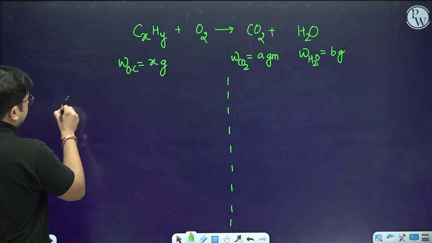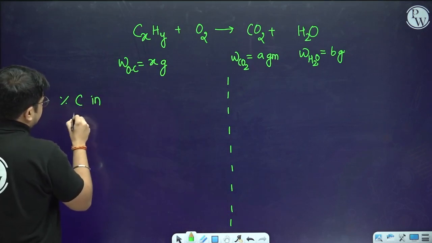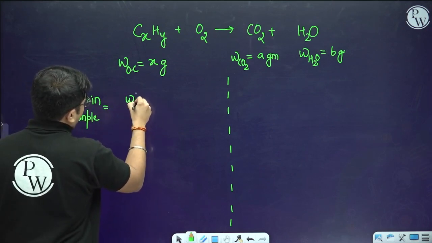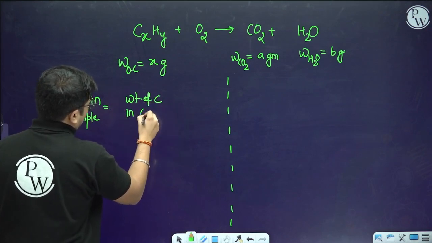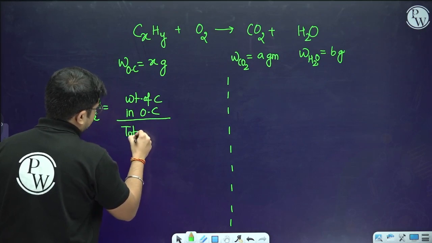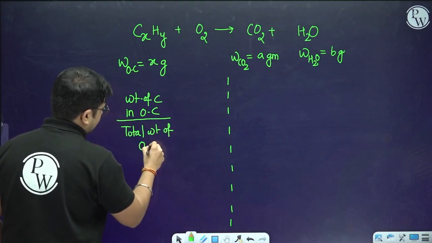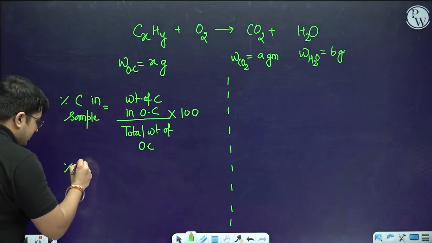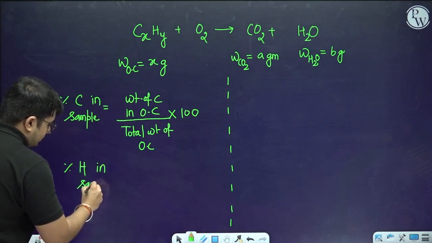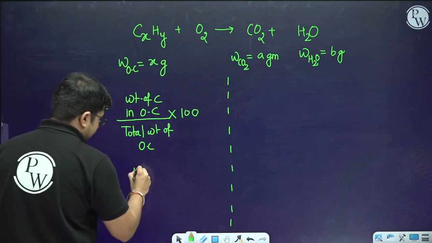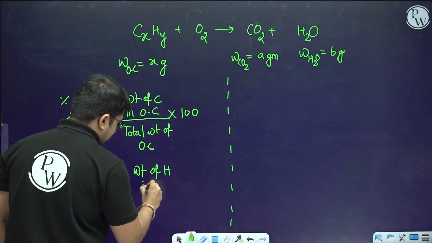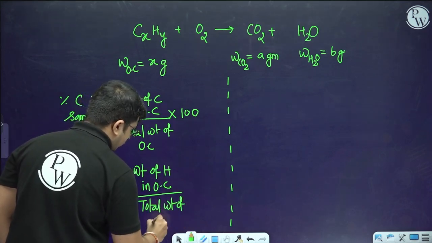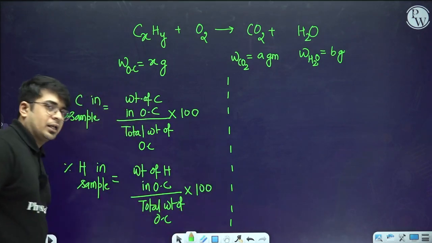You can say that mass percentage of carbon in a sample will be weight of carbon in organic compound divided by total weight of organic compound multiplied by 100. Definitely you are going to use this calculation. And you can also say that the percentage of hydrogen in a sample will be weight of hydrogen in organic compound divided by total weight of organic compound multiplied by 100, because you are calculating the mass percentage.